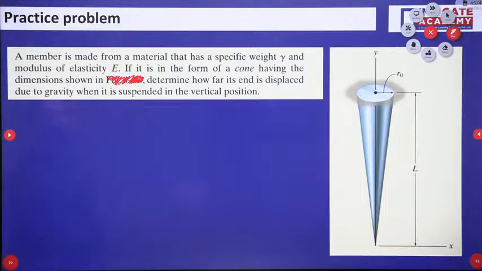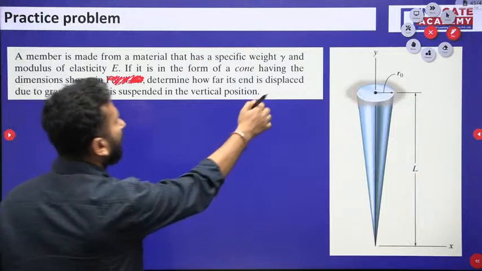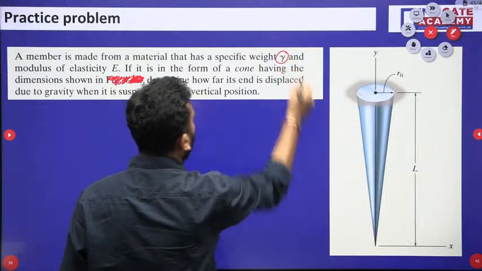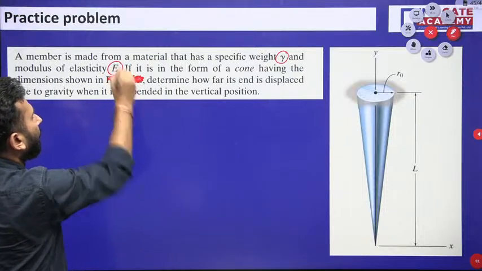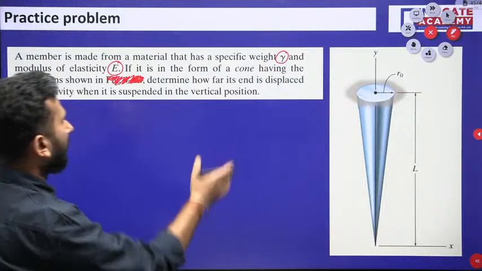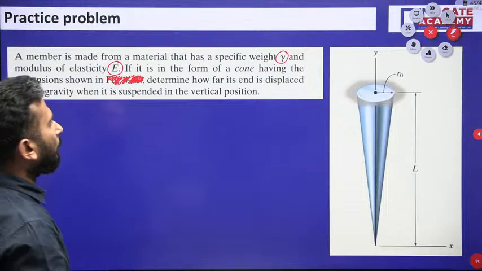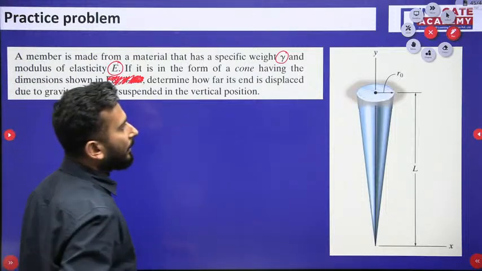So the question says that a member is made from a material that has a specific weight gamma and modulus of elasticity E. If it is in the form of a cone having dimensions as shown, determine how far its end is displaced due to gravity when it is suspended in the vertical position.